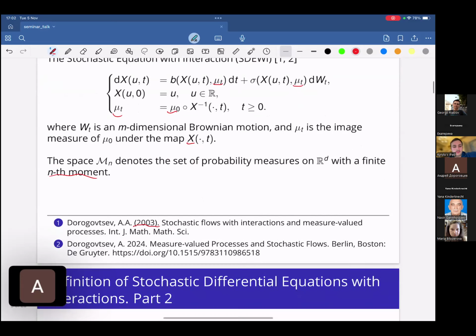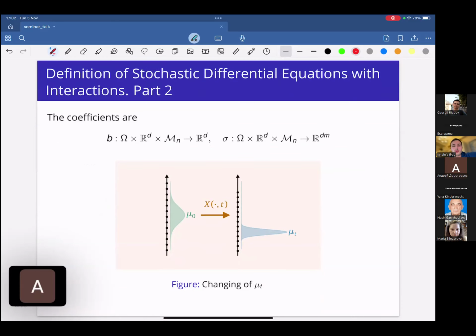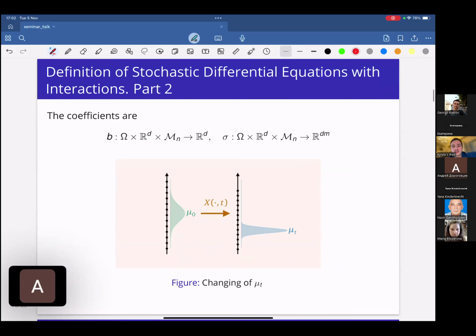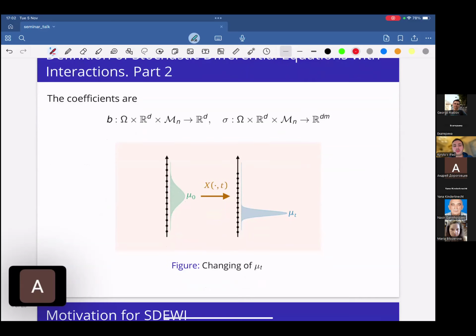Okay, and I already mentioned that there were several talks about such topics, so I decided to add some pictures to give an example. For example, we consider some measure mu zero, somehow distributed on, for example, R. Then under the change governed by the stochastic differential equation, this measure can shrink or extend in some cases. And in this example, it shrinks.